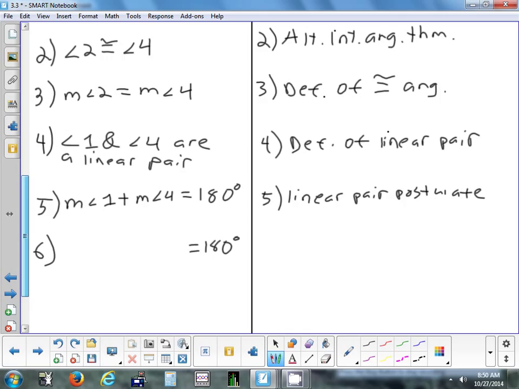Okay, and how did you say that? Because angle 2 is congruent to angle 4. Sure. 2 is congruent to angle 4. We already said that. So we could use, what property is that when you change that to measure of angle 2? Substitution. You just did substitution. Okay, so measure of angle 1 plus measure of angle 2 equals 180. That's substitution.